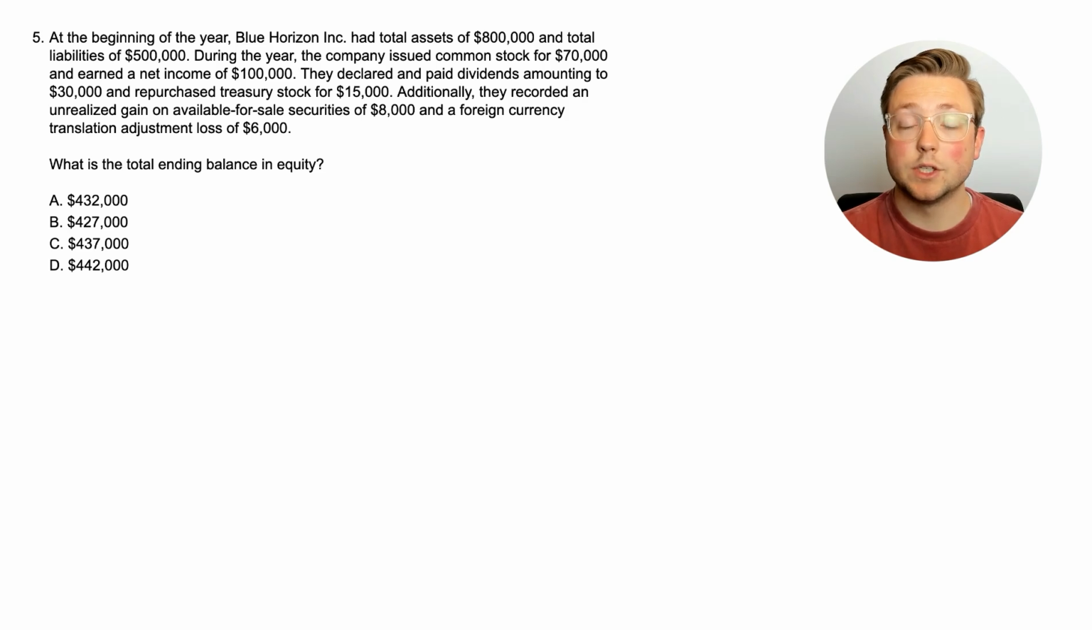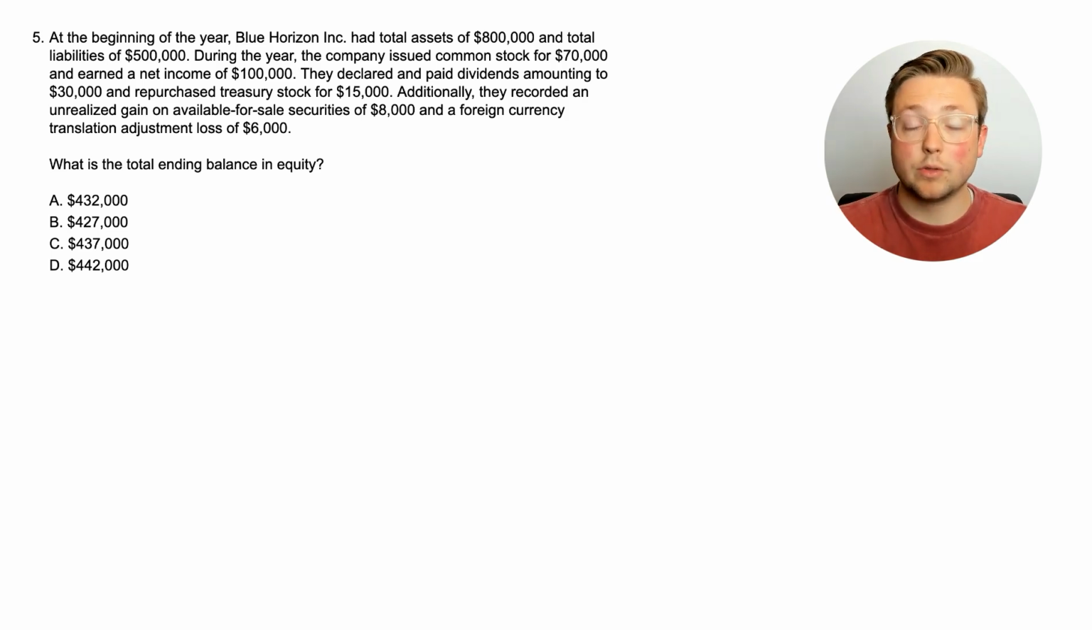All right, here we are at question 5. At the beginning of the year, Blue Horizon Inc. had total assets of $800,000 and total liabilities of $500,000. During the year, the company issued common stock for $70,000 and earned a net income of $100,000. They declared and paid dividends amounting to $30,000 and repurchased treasury stock for $15,000. Additionally, they recorded an unrealized gain on available for sale securities of $8,000 and a foreign currency translation adjustment loss of $6,000. So with all that information that we just read, what is the total ending balance in equity?